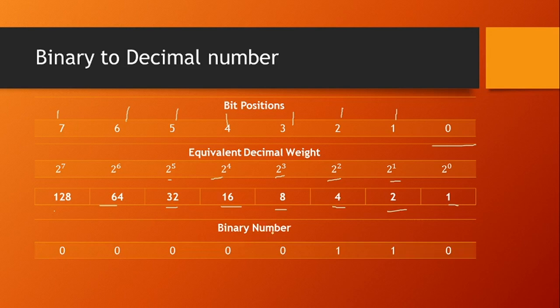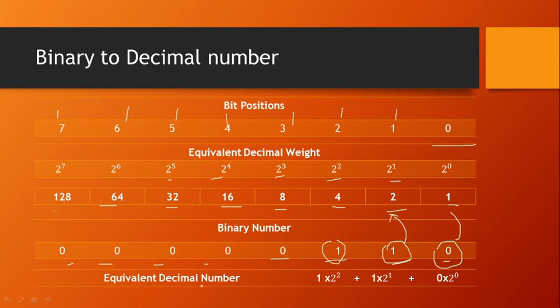So how can we convert a binary number into decimal? Let's take an example: the binary number 0 0 0 0 0 1 1 0. When converting, you take the binary digit and multiply it by the equivalent decimal weight at its position, plus the second bit multiplied by its position weight, plus the next bit and its equivalent decimal weight, and so on. In this way we can convert a binary number into a decimal number.